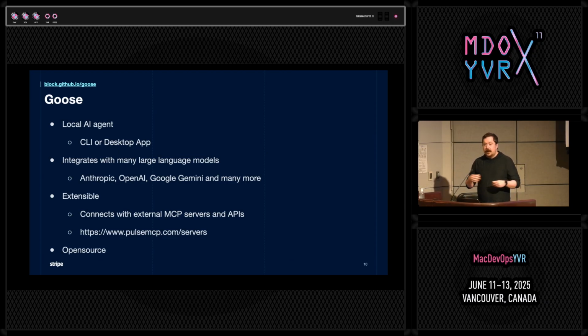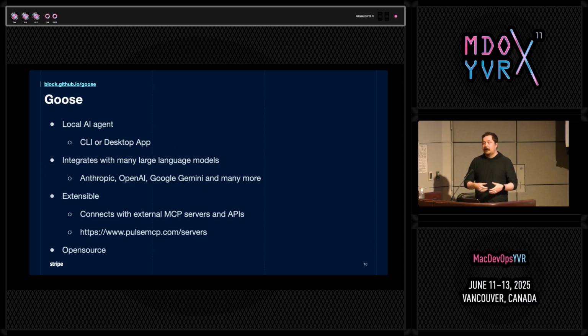But what is Goose? Goose is a local AI agent that you can run via either the CLI, or they have a nice little desktop app if folks aren't comfortable with the CLI. It integrates with pretty much any large language model you can think of. Some of the popular ones, Anthropic, OpenAI, Google Gemini, you name it, it works with it. You can extend it to float your boat in pretty much any capacity using MCPs and other APIs if you like, and that's a lovely URL for all the MCP servers that you might want to use. And last but not least, it's open source.